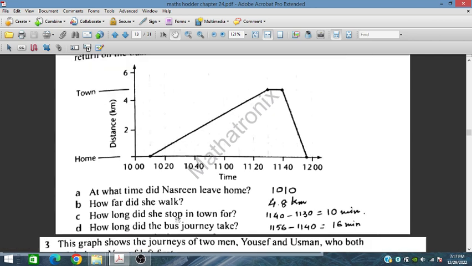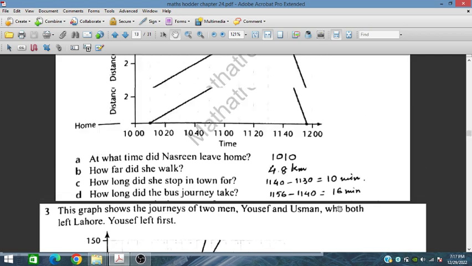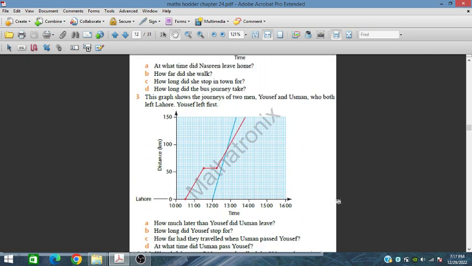And how long did she stop in the town? She stopped in this duration, from 11:30 to 11:40, so that is only 10 minutes. And how long did the bus journey take? The bus journey takes from 11:40 to 11:56, so that is only 16 minutes for the return journey. The third graph can be worked in a similar way.